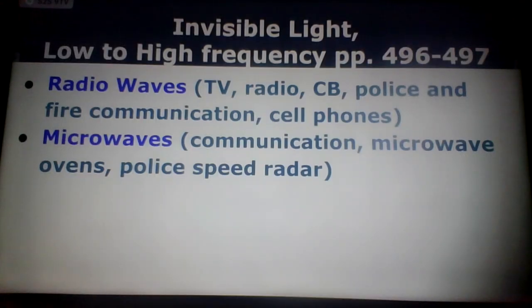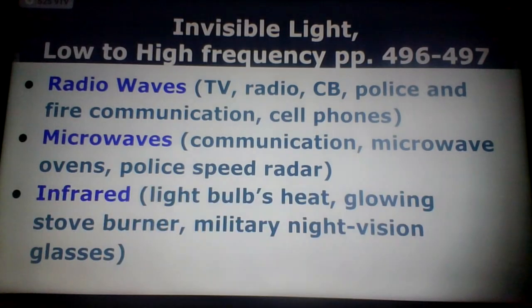Mentioned the microwave ovens, the police speed guns that they use to see how fast we're driving, or athletes may have someone sitting in the bleachers to see how hard the pitcher is throwing or get that exit velocity off the bat. That's done by microwaves, and then the distance equals speed times time calculation.